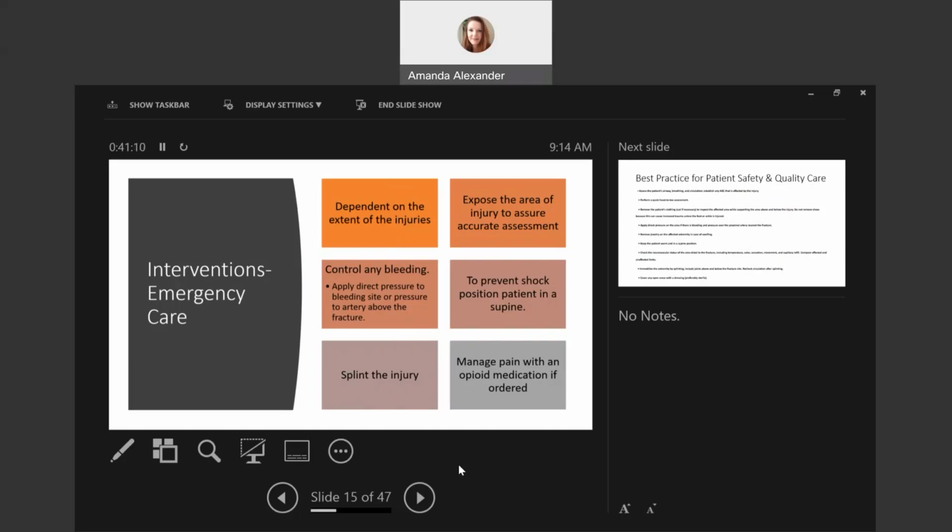So always direct pressure. It's going to cause them pain. Warn them when you do it. Advise them that it's for their best interest, and try to encourage them to participate and not fight you on it, because they may fight you if it's hurting them, right? When we're considering prevention of shock, place the patient in supine position, okay? You're going to make sure that they're getting fluids, and we're going to give them some medication for pain. We're going to splint the injury, and then we're going to manage the pain after it has been taken care of with some type of medication.